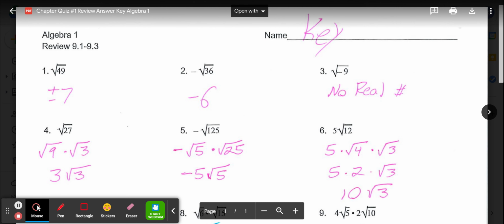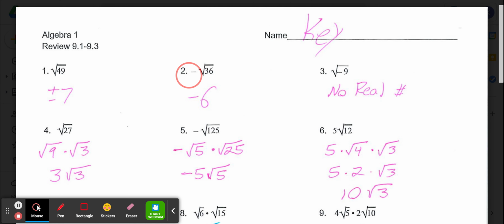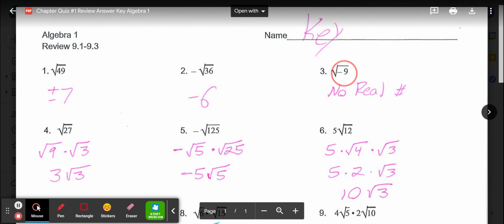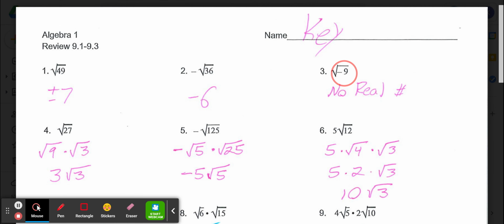In 2, if the negative is outside the square root, we just apply that negative at the end. So the square root of 36 is 6, so we'd write it as a negative 6. And in 3, if there's a negative inside the radical, we cannot have that when we do the square root. We'd get an error in the calculator, which tells us there is no real number for the solution.